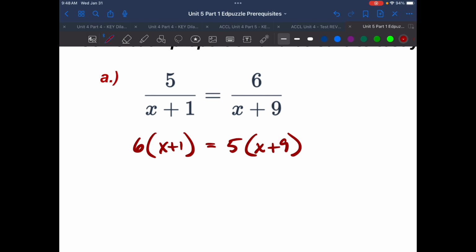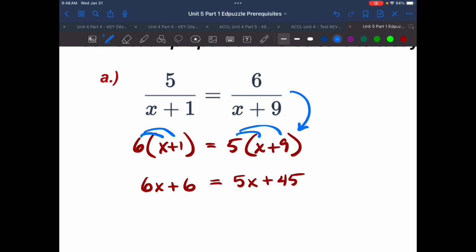So I'm going to write that just like that to remind me to distribute on both sides. Okay? Now that's going to give me 6x plus 6 equals 5x plus, what's 5 times 9, is 45. Okay? Now guys, remember, after we cross multiply, there's no more fractions. Okay? And now we're just going to solve and balance this equation.